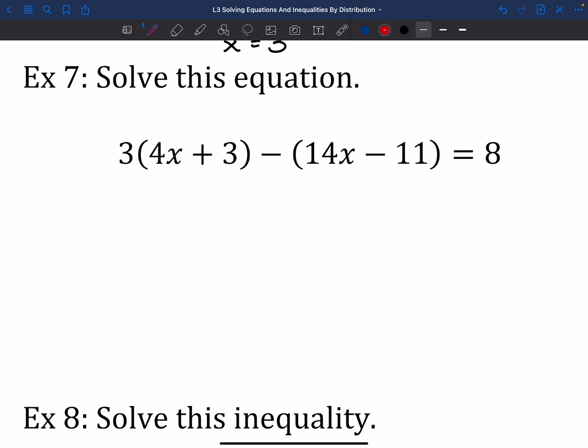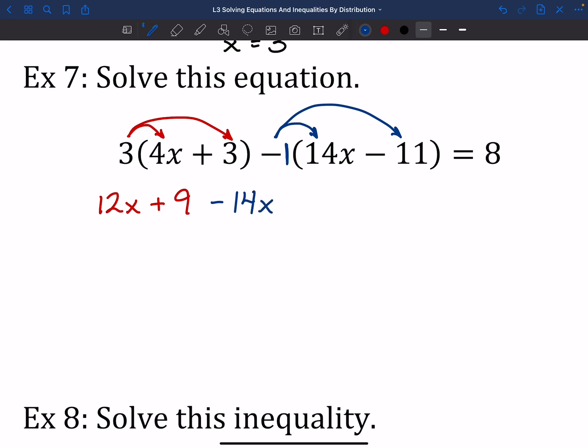All right, so hopefully you did that. I'm going to run through it. I'm going to distribute into this first set of parentheses. 3 times 4 gives us 12, and the x comes along for the ride. 3 times 3 is 9. For the second set of parentheses, we've got that little invisible 1 hanging out again, and we're going to distribute that into that set of parentheses. So negative 14x is what we'll get off the first one there, and then plus 11. At the end we've got 8.